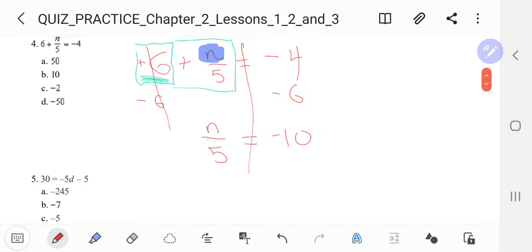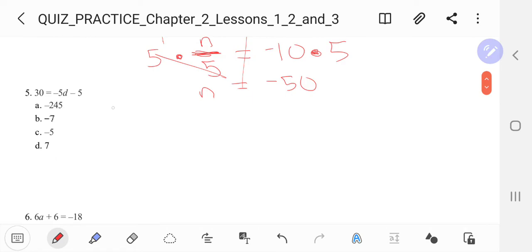We're going to cancel out something to help isolate the variable. Since it's divide by 5, we multiply by 5. We have to do it on the other side to keep it balanced. And n equals -50. More two-steppers. 30 equals -5d minus 5.